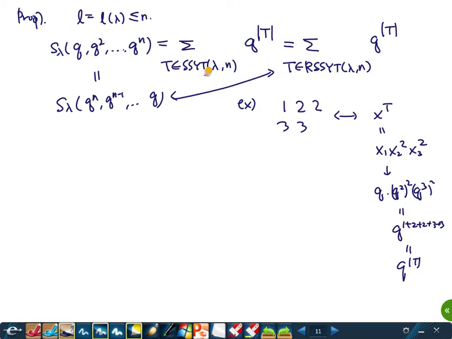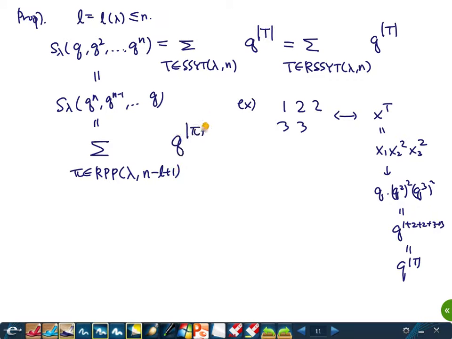So for reverse semi-standard or standard, just semi-standard, they give the same thing. All right? And one more thing. This is also equal to, if you want reverse plane partition instead, pi in reverse plane partition of lambda, we use the same notation, n minus l plus 1, at most this. Each part is at most this. But we need to have this factor of q.